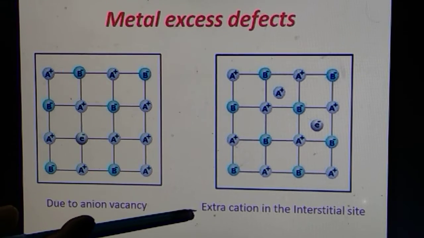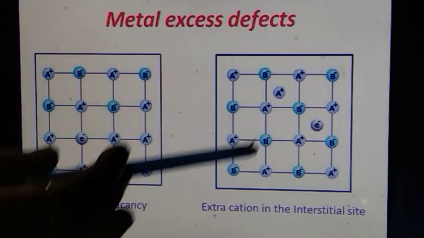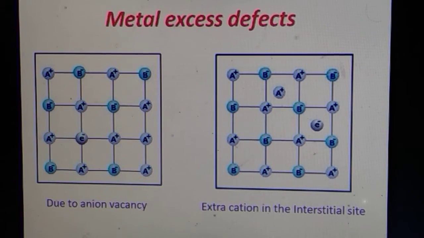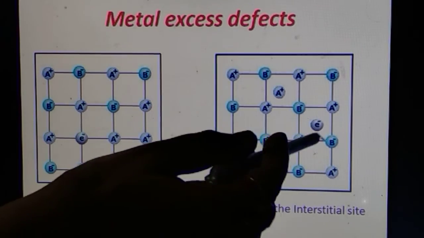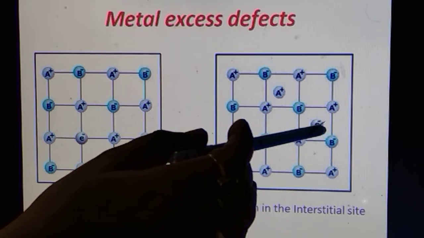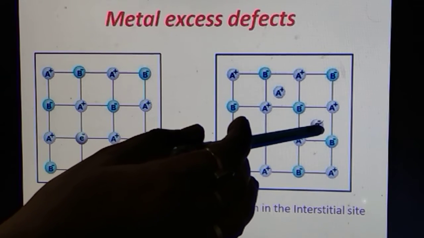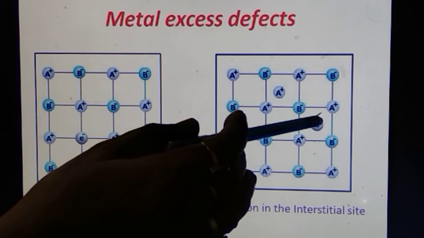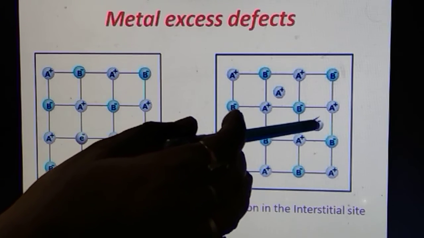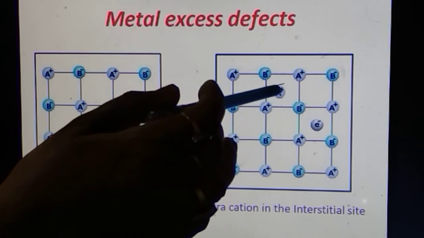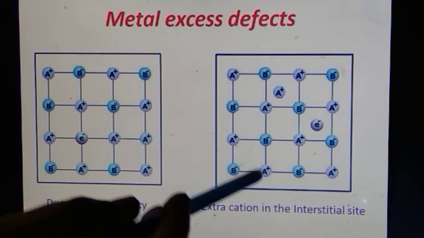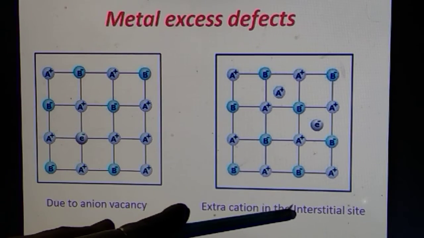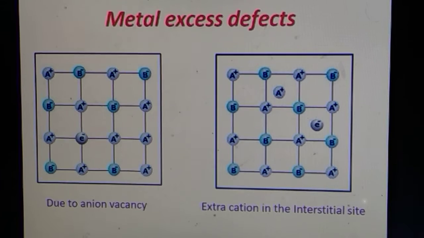An extra cation in the interstitial sites. So A+ in the interstitial site and e-. That is, the electron is lost by the metal, and this electron is present here along with the extra cation. So, extra cation in the interstitial site.